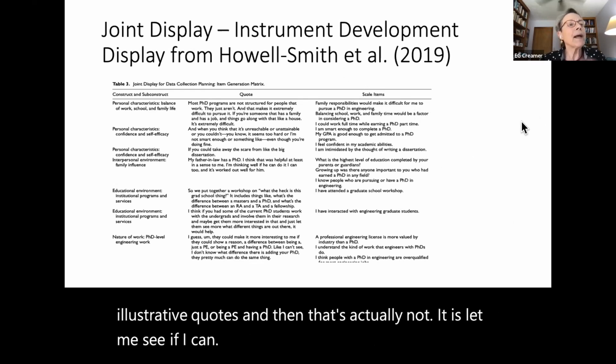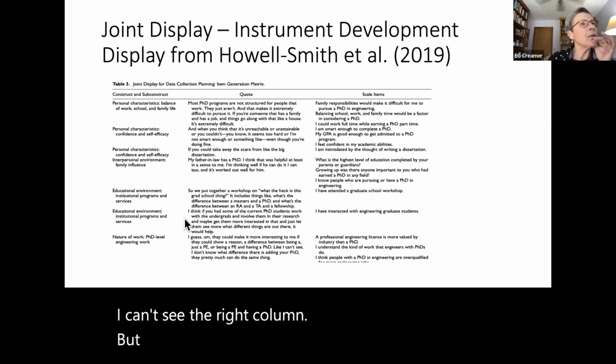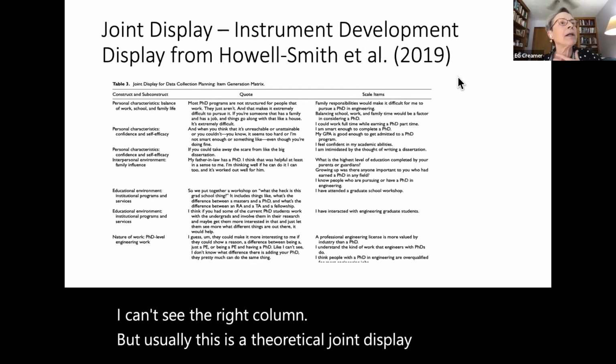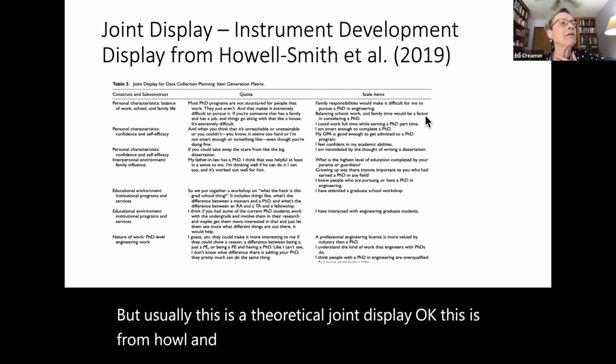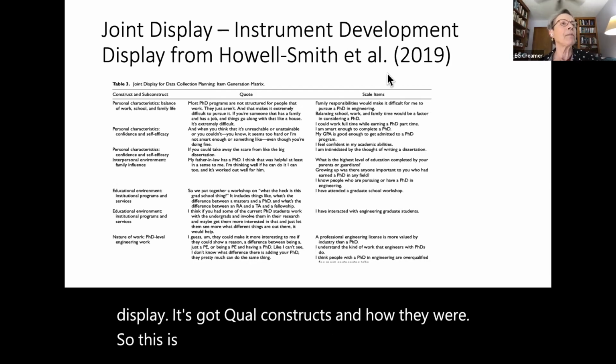I can't see the right column. But usually this is a theoretical joint display. Oh, okay, this is from Howell and Smith. It's an instrument development display. It's got your qual constructs and how they were, so this is an instrument development display.